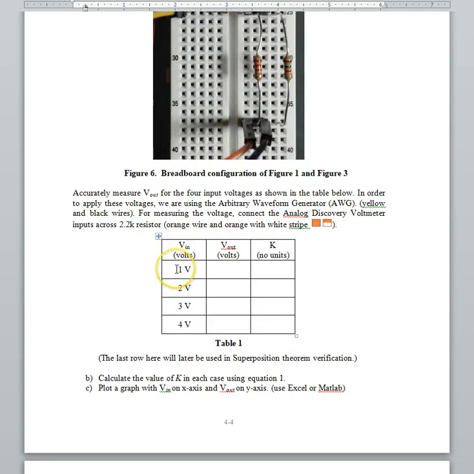In the first part of the experiment, you will be applying input voltage sources starting from 1 volt and recording the output, and then increase the Vin all the way to 4 volts, and at each step record the output voltage. The ratio between the output and the input voltage should be constant, which shows that this is a linear circuit.